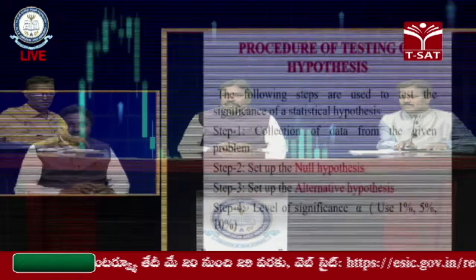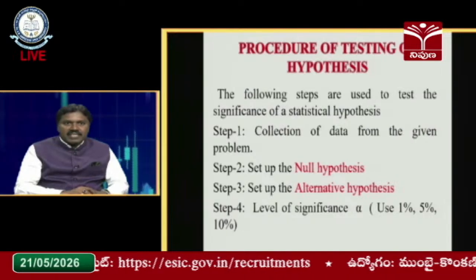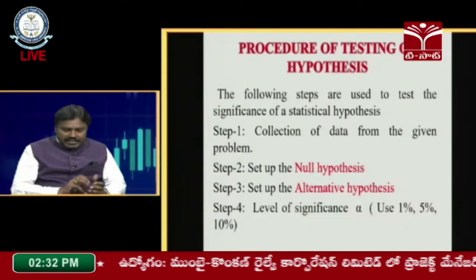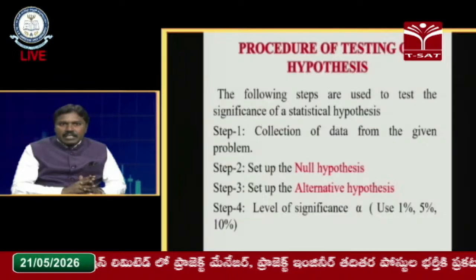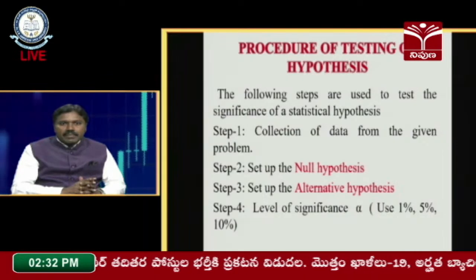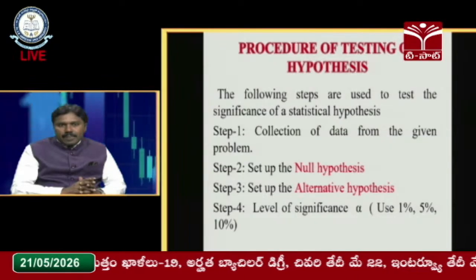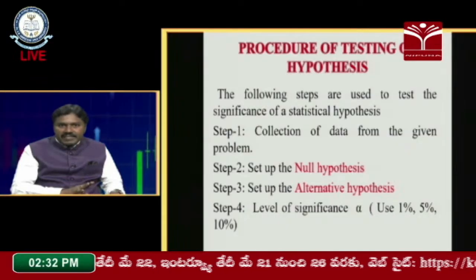So there is a procedure of testing of hypothesis. Basically the following steps are used to test the significance of a statistical hypothesis. Remember these steps. In total we have 7 steps. Step number 1 is collection of data from the given problem. Step number 2 is to set up the null hypothesis, set up the alternative hypothesis and define the level of significance.